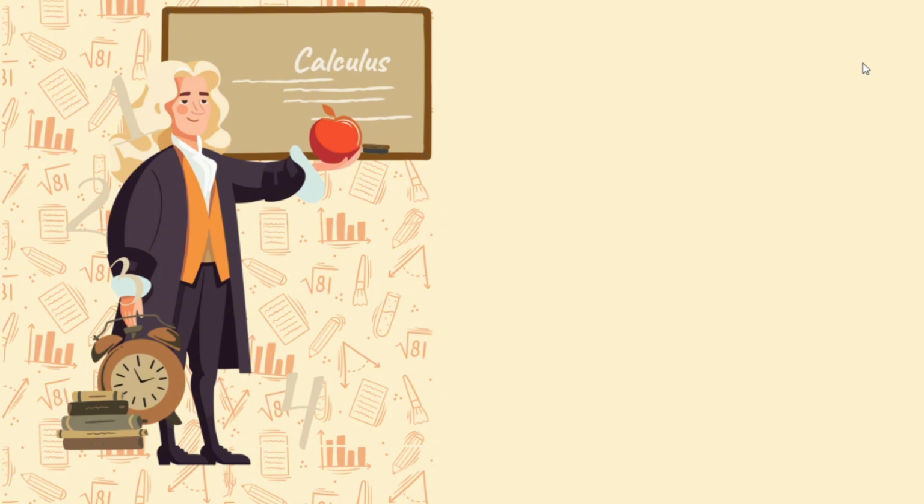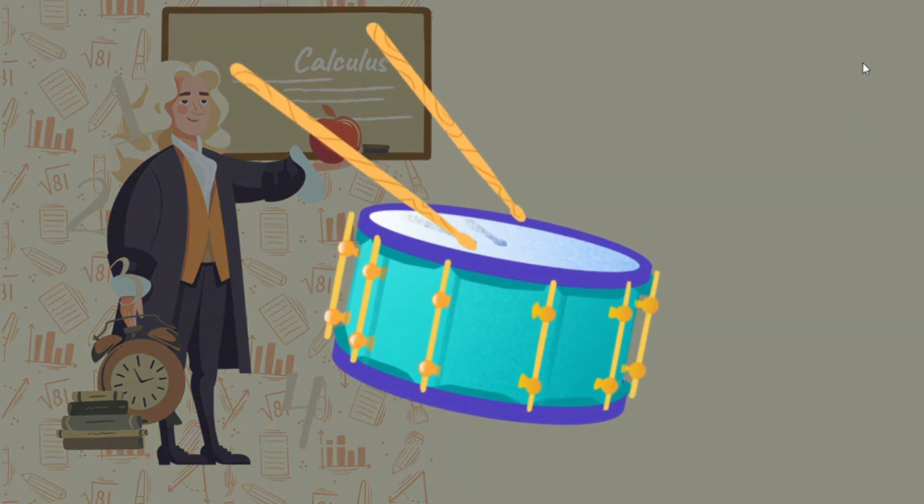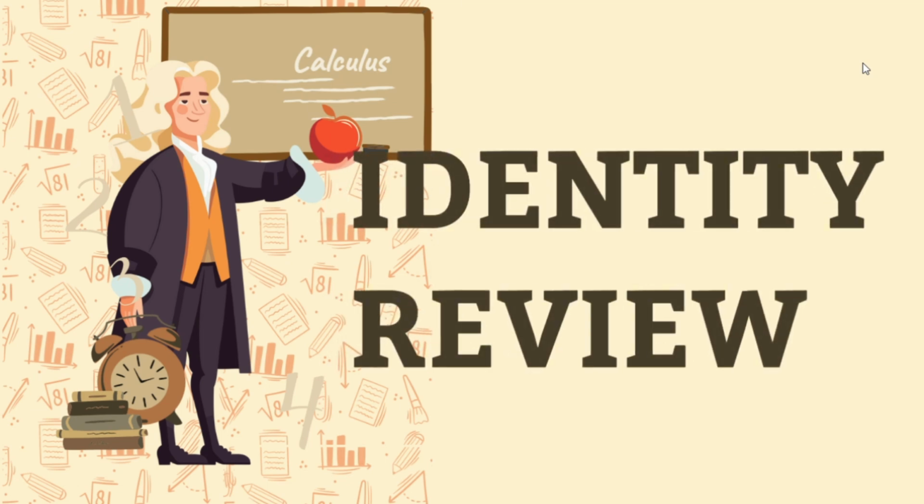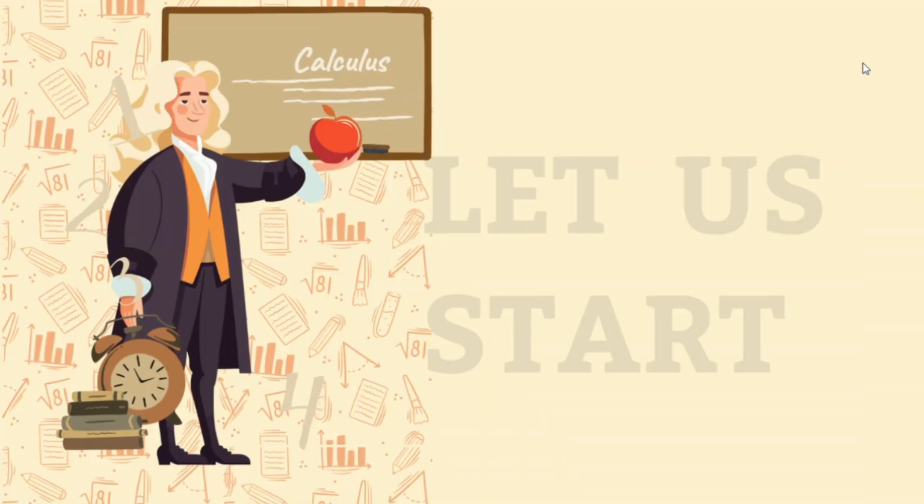Let us first have an activity. It is called Identity Review. All you have to do is choose the correct identity, and you will be given 5 seconds to answer each question. So, let us start.